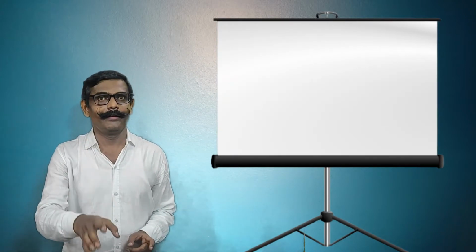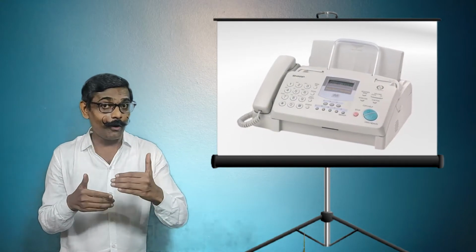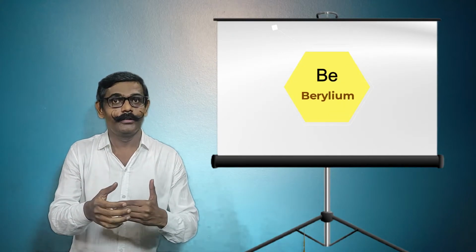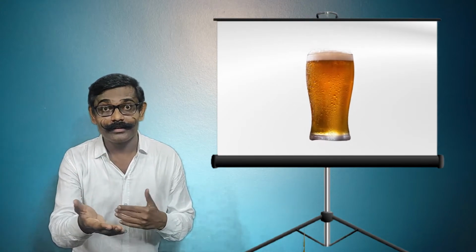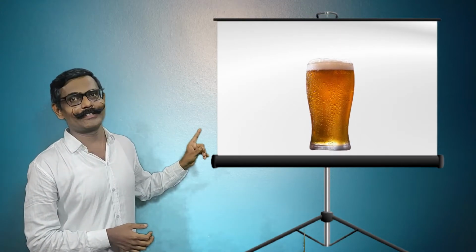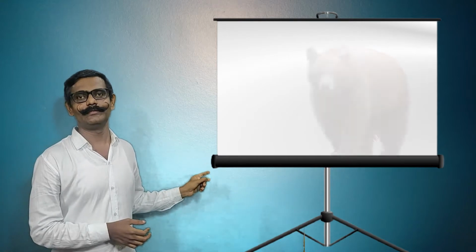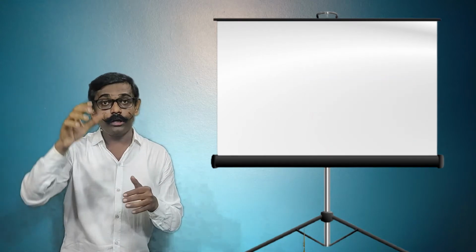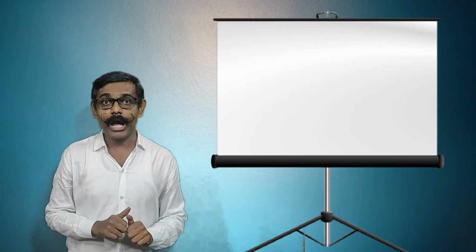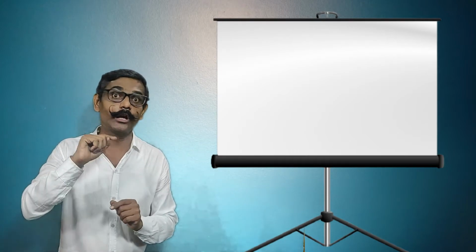For number 4, consider the image of a fax machine. And for the element beryllium, you have to imagine a bear, not beer. A living thing we want. So imagine this bear. Now you have to prepare a story. To communicate to another bear in another jungle, a bear wanted to operate the fax machine, and in order to operate, the bear called you. You are helping the bear to send a fax from one jungle to the other jungle.